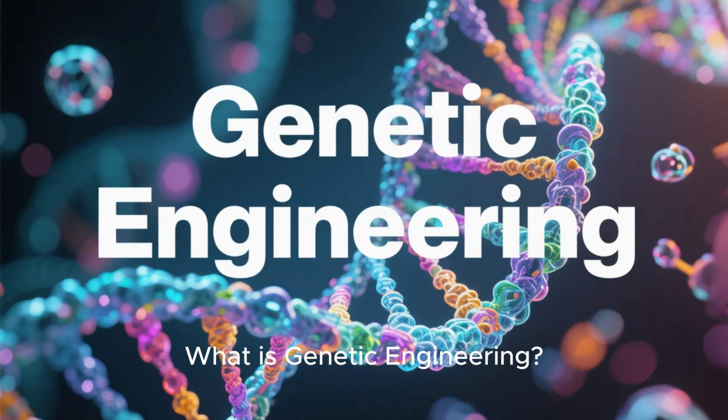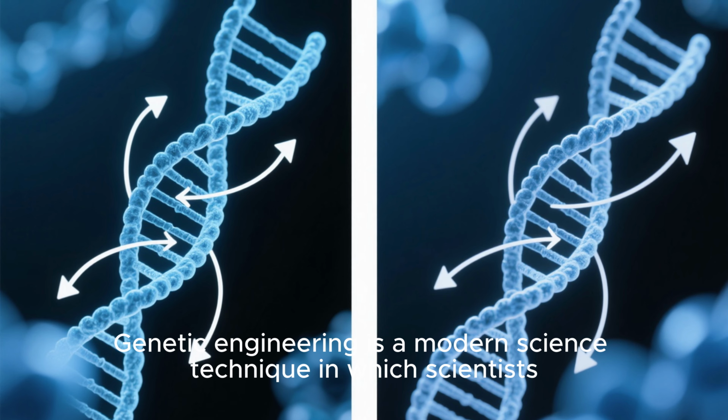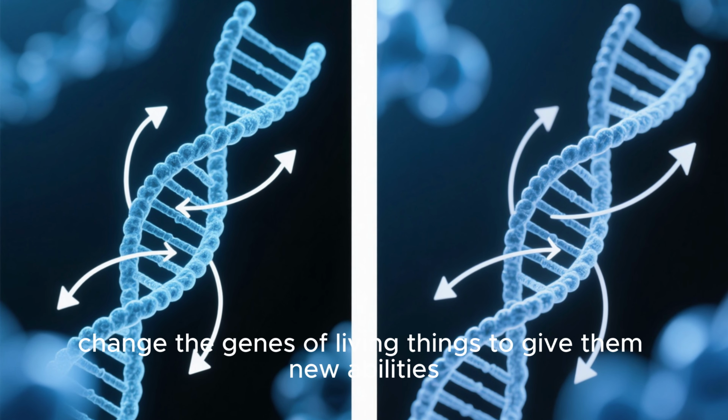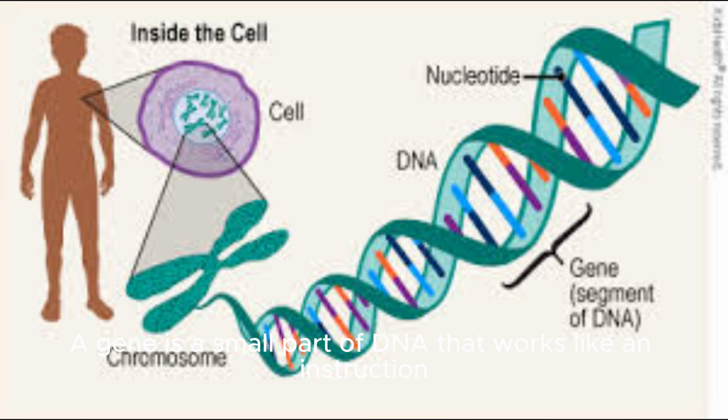What is genetic engineering? Genetic engineering is a modern science technique in which scientists change the genes of living things to give them new abilities. Scientists choose and isolate a useful gene from one organism, called the donor organism, and place it into another organism, most often a bacterium. A gene is a small part of DNA that works like an instruction to make a particular protein or trait in an organism, which play important roles in both the structure and functioning of the body.